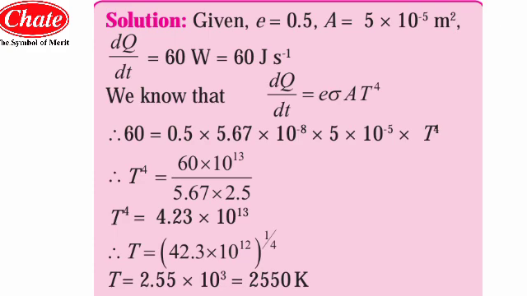2.5. Now students, you may have the question: why does that 60 into 10 to the power of 13 have the power 13? The main reason, as I have already explained, is the addition of minus 8 and minus 5. So the total summation will be minus 13. This minus 13, when it is moved to this side of the equality sign, gets converted into positive 13. So that's why T raised to 4 is equal to 60 into 10 to the power of 13 upon 5.67 into 2.5.